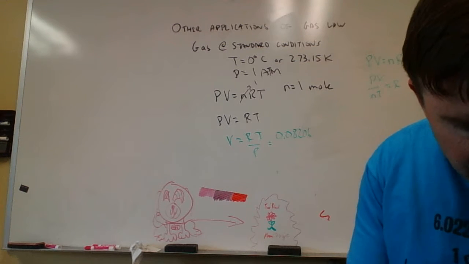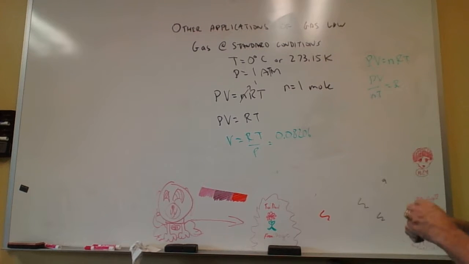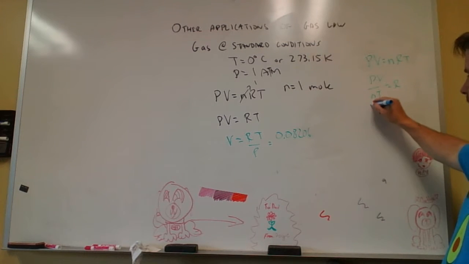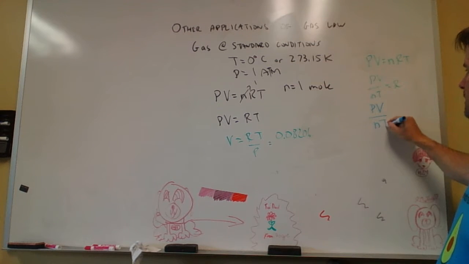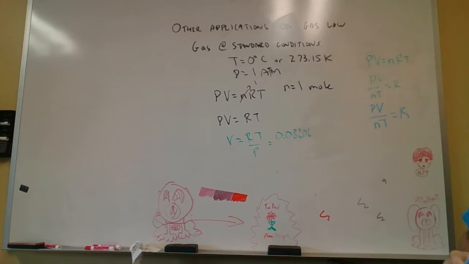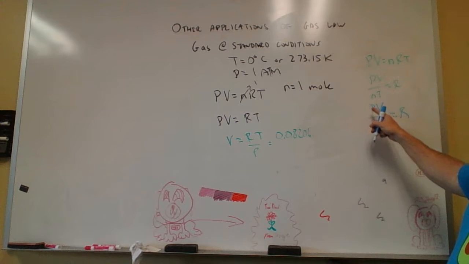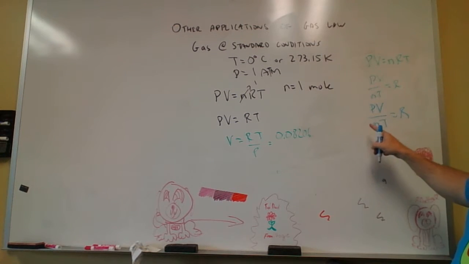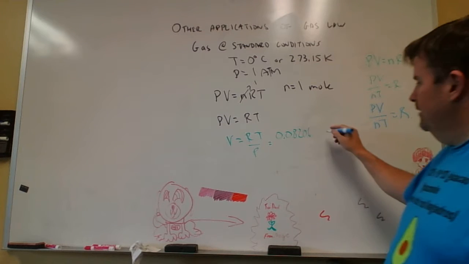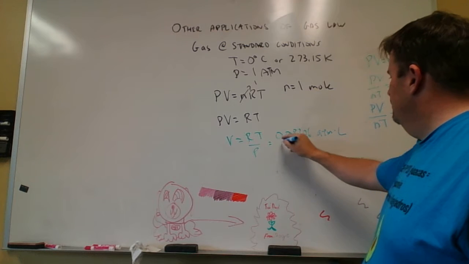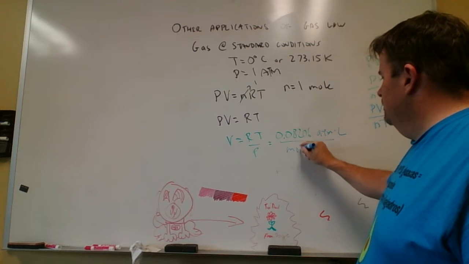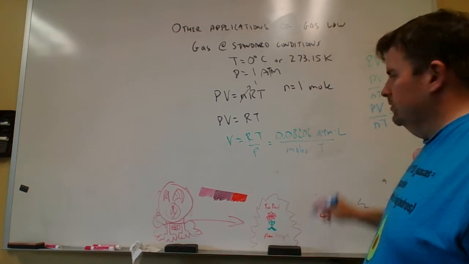I just realized it's kind of hard to see in the video. I'll switch to a different color. All right, so let me rewrite that so you can see it a little bit better. Is that a little bit better contrast? A little bit better. PV over nT is equal to R. So the gas law, the units are going to be atmospheres times liters over moles times temperature. Okay, so atmosphere times liters, all this over moles times temperature.